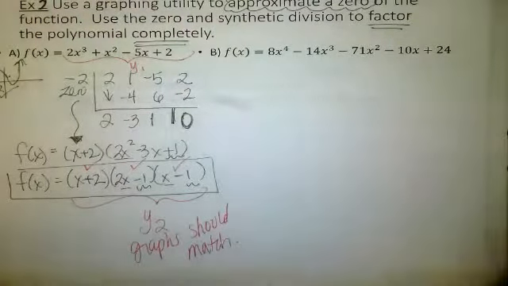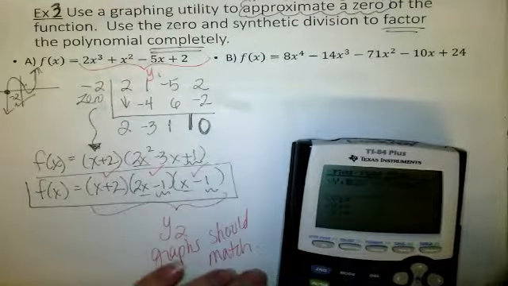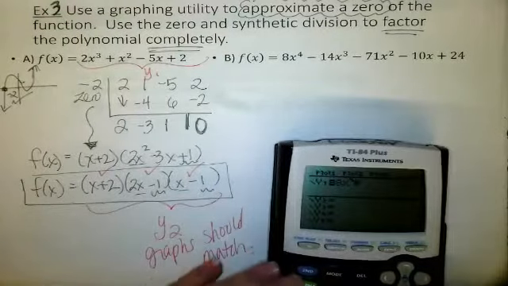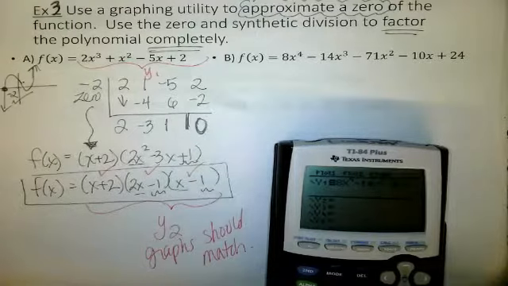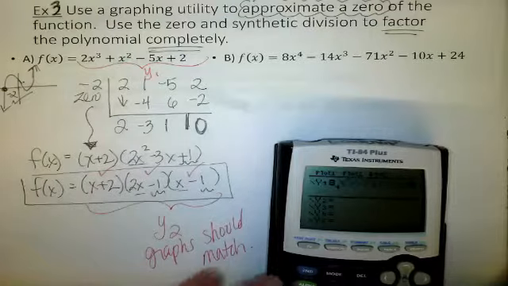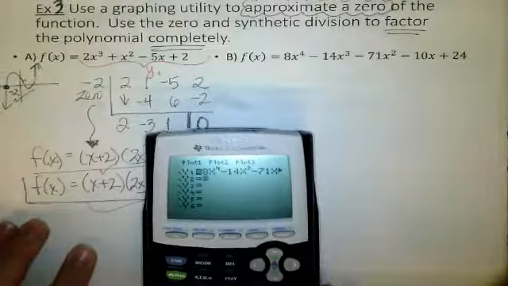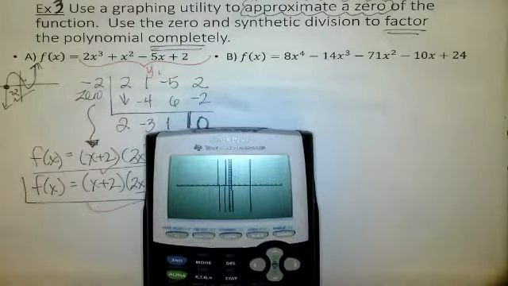The next polynomial is super big. It's a 4th degree polynomial. Craziness. So I'm going to start by typing it into my calculator. 8x to the 4th minus 14x cubed minus 71x squared minus 10x plus 24. Watch this craziness. Here we go. Zoom, zoom, zoom. Okay, so it's a bunch of lines.